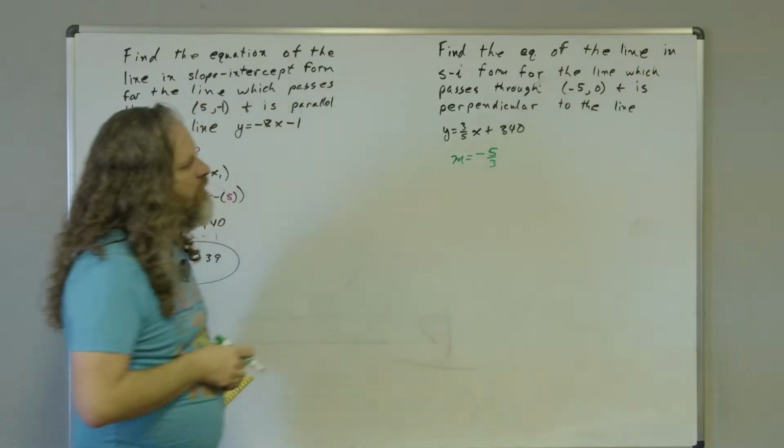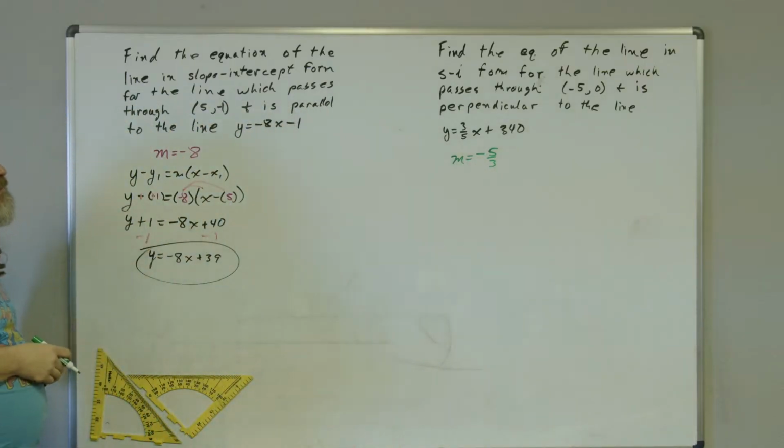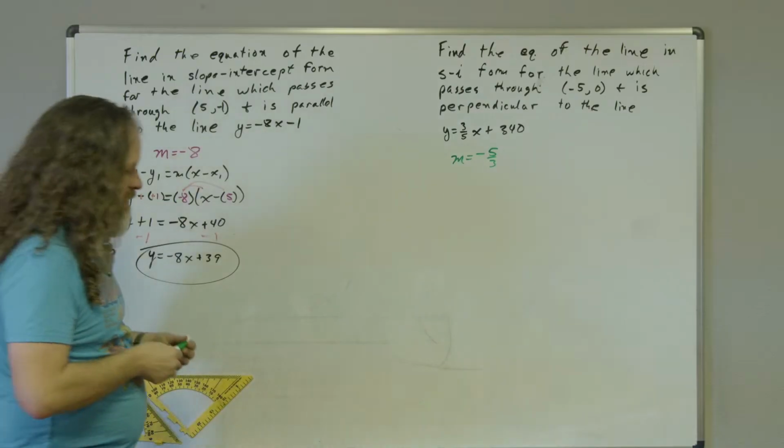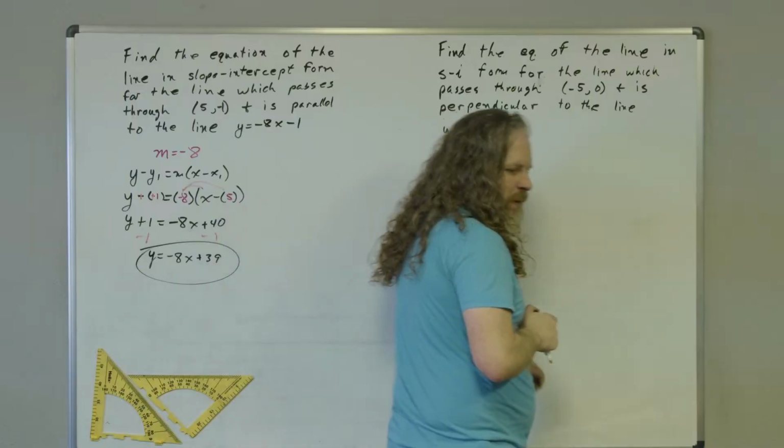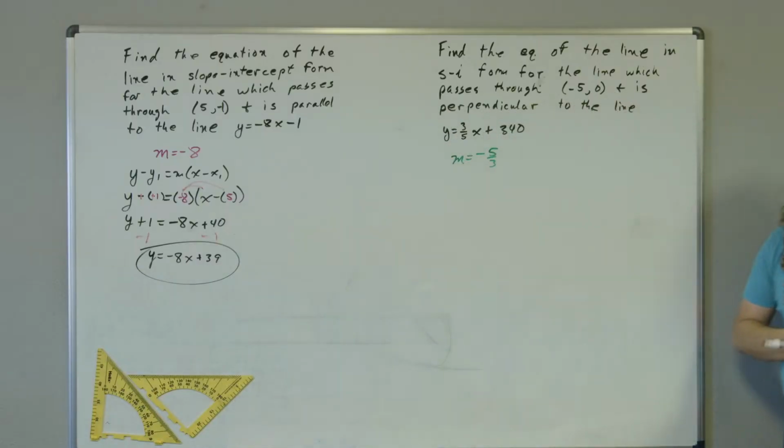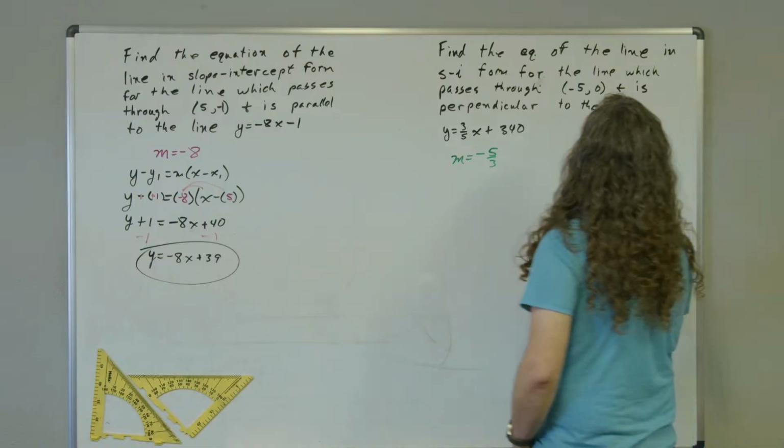Now we've got the slope. We've got a point. We could use point slope or slope intercept. Let's use slope intercept this time. What is slope intercept form of a line? y equals mx plus b.